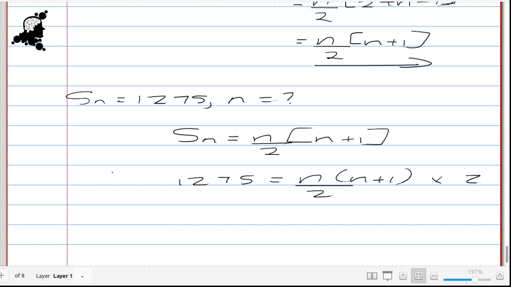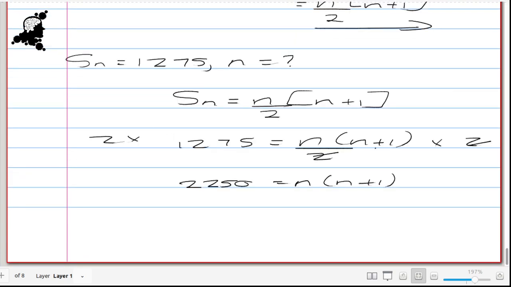I can multiply both sides by 2 so that I can at least get rid of the denominator that we have here. I want to get rid of the fraction. So I'm going to remain here with n into n plus 1. On the other side, let's see what we have. This is going to be 2,250. Now, when we get to this side, you do not just equate n to 2250 or n plus 1 to that. It only applies if it's a 0. So we need to multiply out everything. 2250 is equal to n squared plus n.